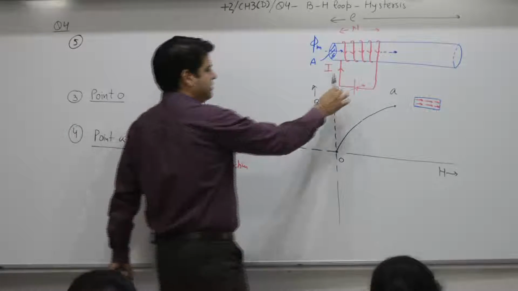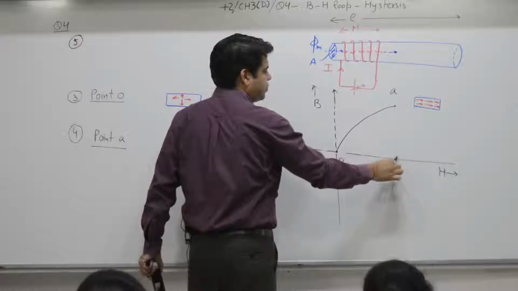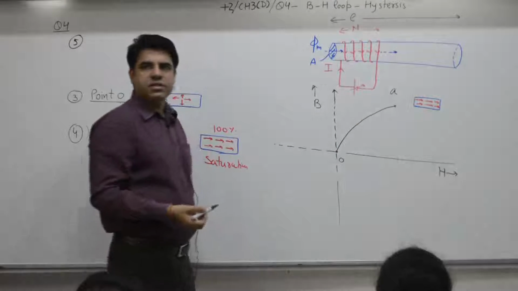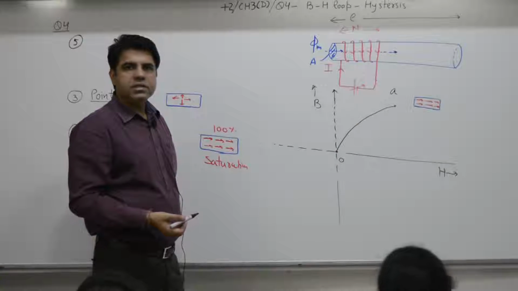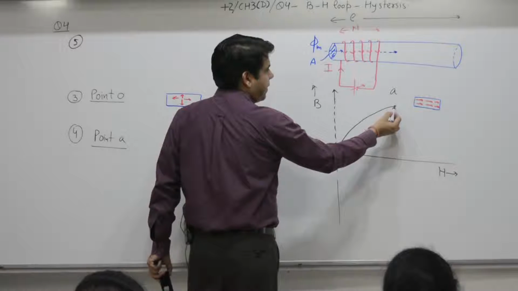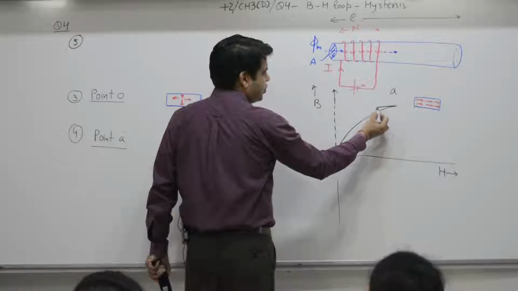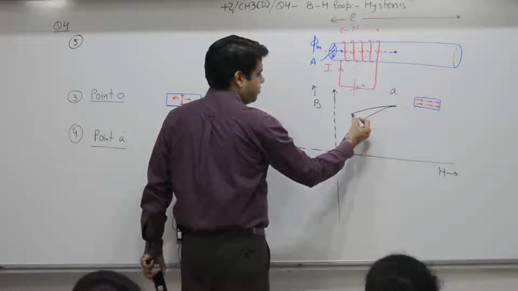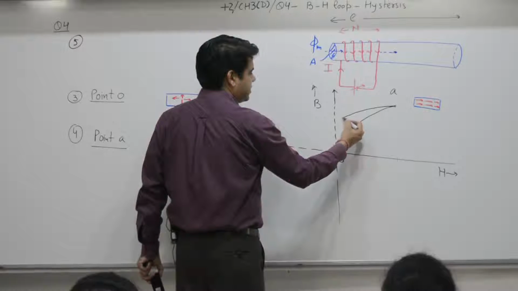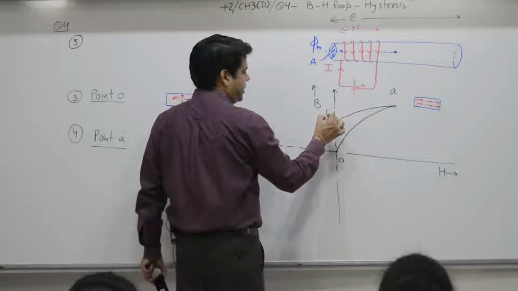So you keep on increasing the current, say up to 10 ampere. Suppose H is say 10. Now it is saturation. After this, you will decrease this current. If you decrease the current, flux also decreases. But it doesn't follow this route. This flux decreases, and at this point, say this point is B.